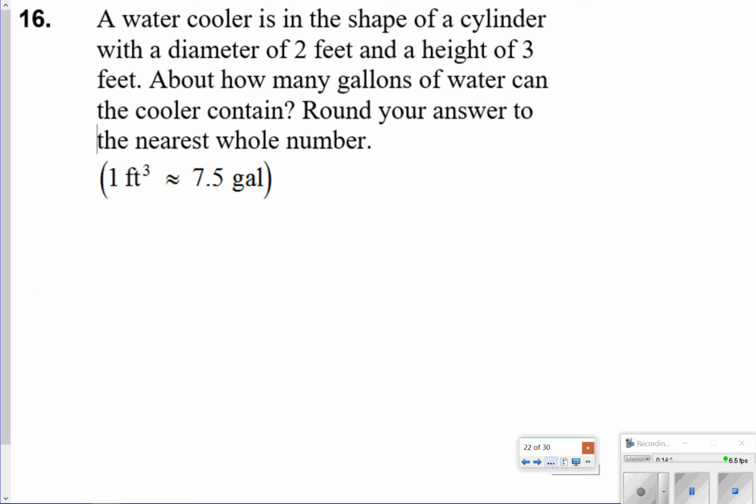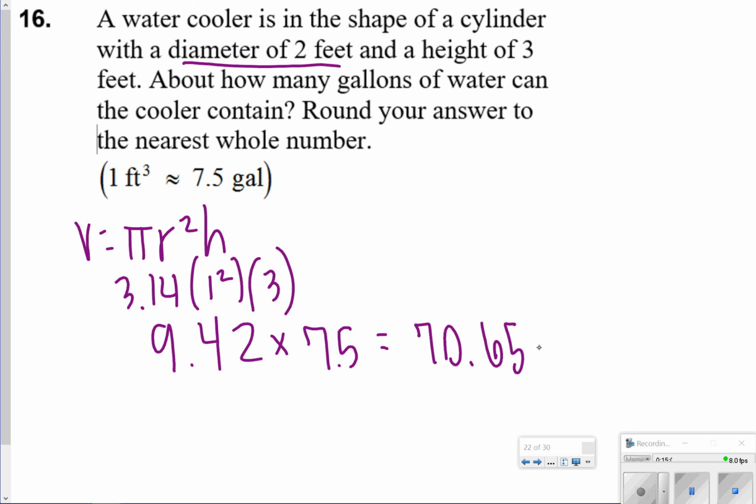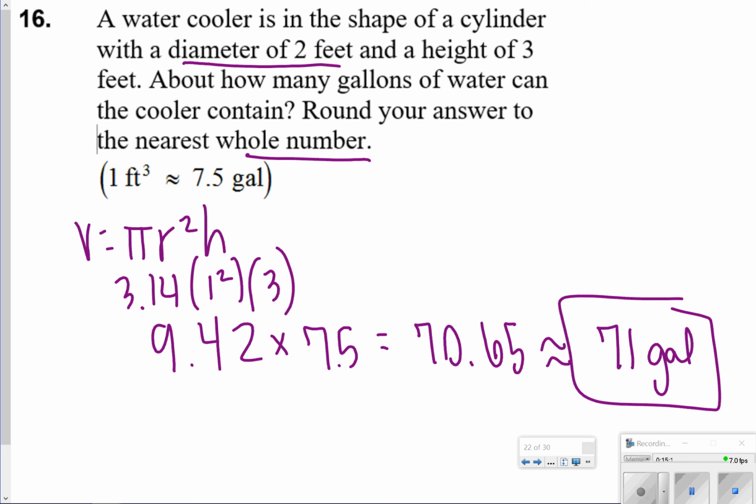Okay. The last one on our review, you're still trying to find the volume of this cylinder, except now you just have to convert it to gallons. So volume formula of cylinder, pi times radius squared times height, so 3.14 times 1 squared, because that says diameter, we need the radius, and then times height, which is 3. That's going to give us 9.42, and then we're going to multiply that 9.42 by the 7.5 gallon conversion, and we'll get about 70.65 here. So we're going to say that's roughly 71 gallons, because it says round your answer to the nearest whole number.